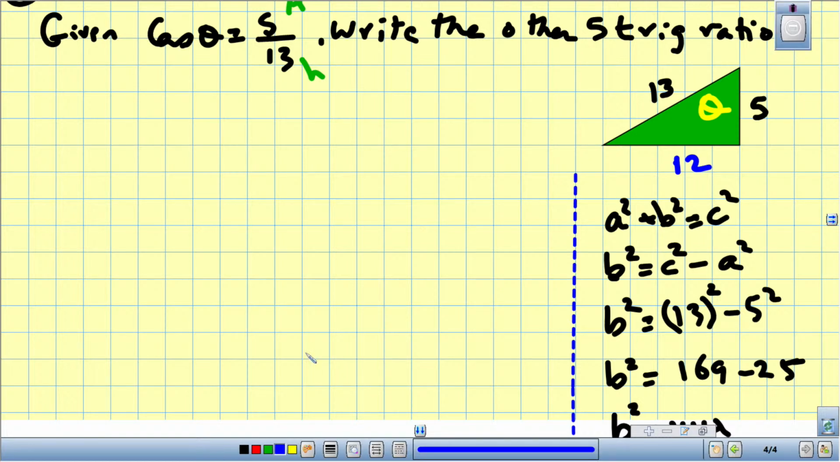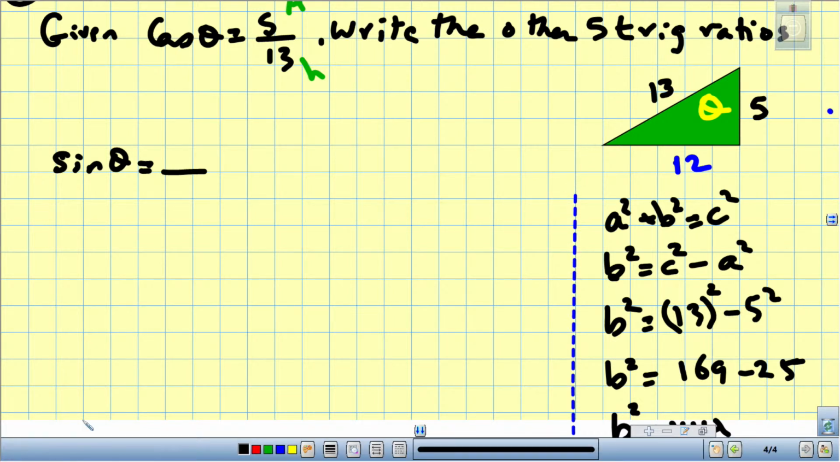Now let's do the 6 trig functions. Let's start with sine theta. Pay attention because theta is at the top right now. They're going to do that to you in the test. One time they're going to have theta at the top, one time at the bottom. You just have to make sure you're paying attention to your perspective here.